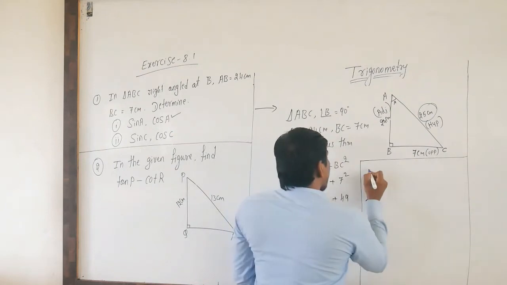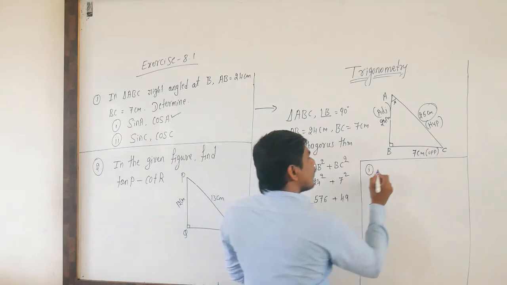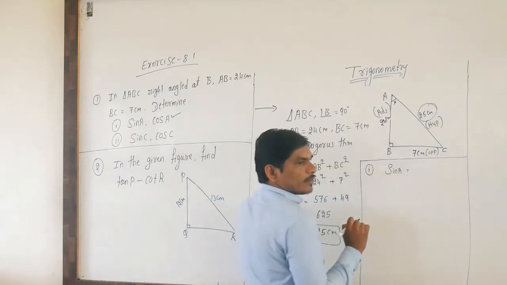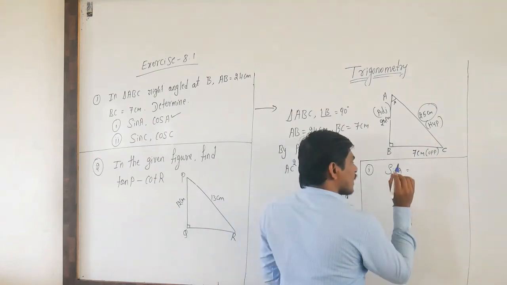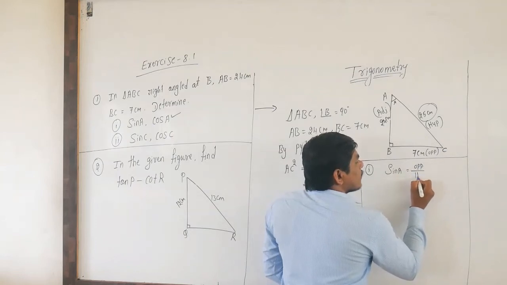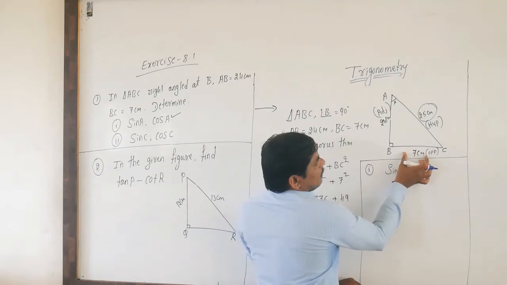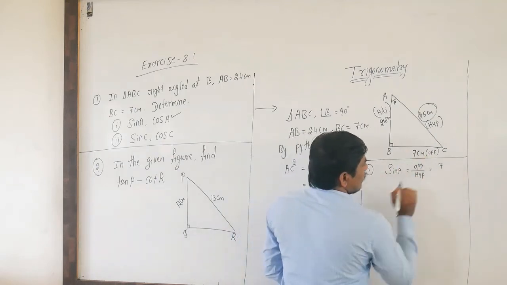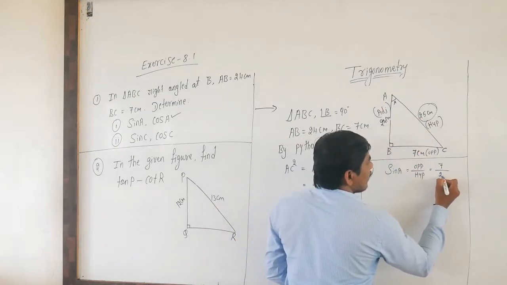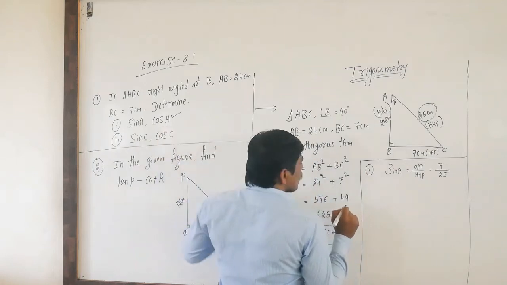Now you take the first problem, sin A and cos A. Here sin A is equal to, according to the definition of sin A or sin theta, opposite by hypotenuse. In this figure we observe the opposite side value is 7. Now the hypotenuse side value is equal to 25. So 7 divided by 25.